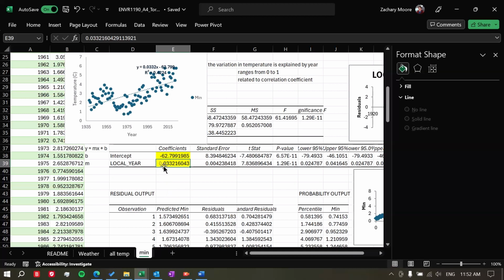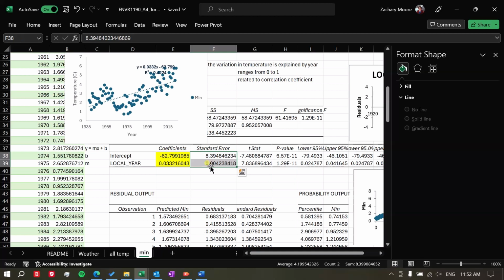So again, what this is telling us is that each year temperature is going up by 0.03 degrees. And that if we go all the way back to year 0, the minimum temperature would be minus 62.8 degrees, the average daily minimum temperature. And we've discussed how that's kind of ridiculous, extrapolating all the way back to 0, but that's what this model is telling us.